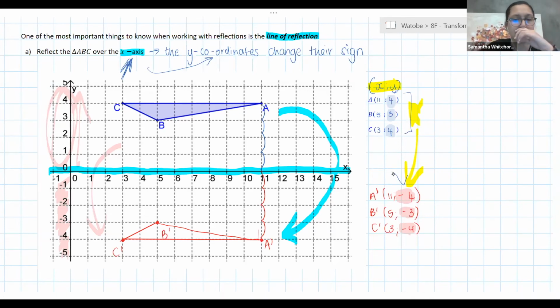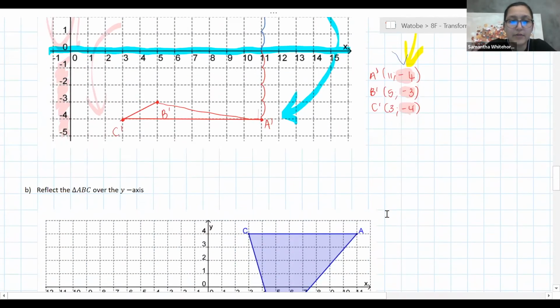Okay, good. Well done. All right, guys. So importantly, the numbers are staying the same. The numbers aren't changing. It's just the sign that's changing when we reflect over the X axis. Okay, so let's have a look at another example.